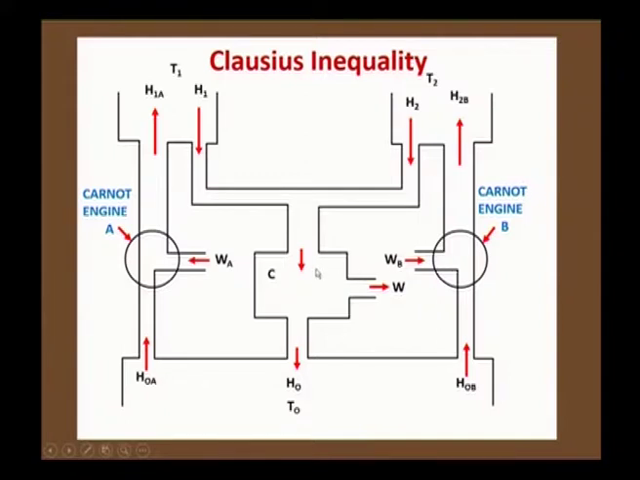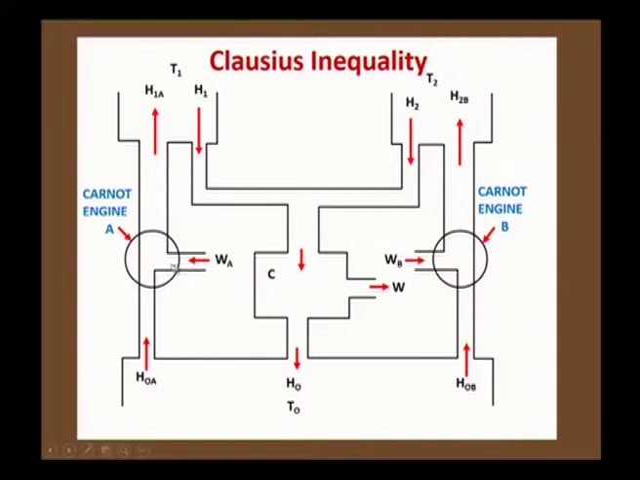The Carnot engine C absorbs a certain amount of heat from the reservoir at T1, and similarly the Carnot engine absorbs a quantity of heat from a reservoir at a temperature T2 and rejects some amount of heat H0 to a reservoir at a temperature T0.